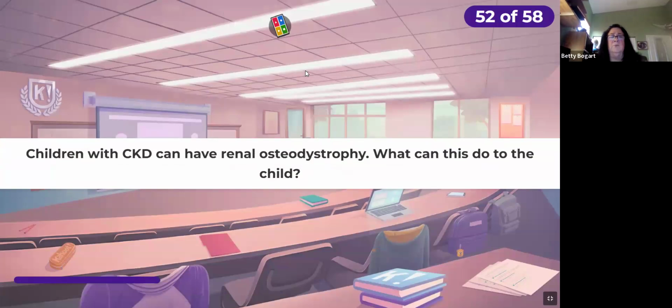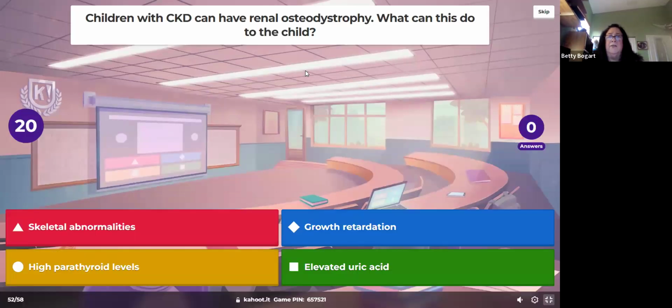Multi. Children with chronic kidney disease have renal osteodystrophy. What can this do to the child? What is renal osteodystrophy? What's that all about? Osteo, bone, dystrophy. What's that?